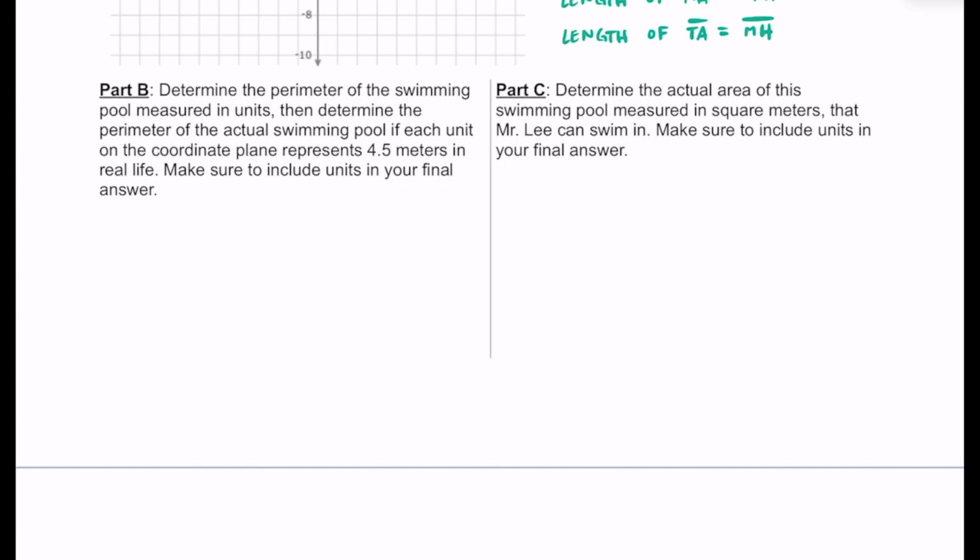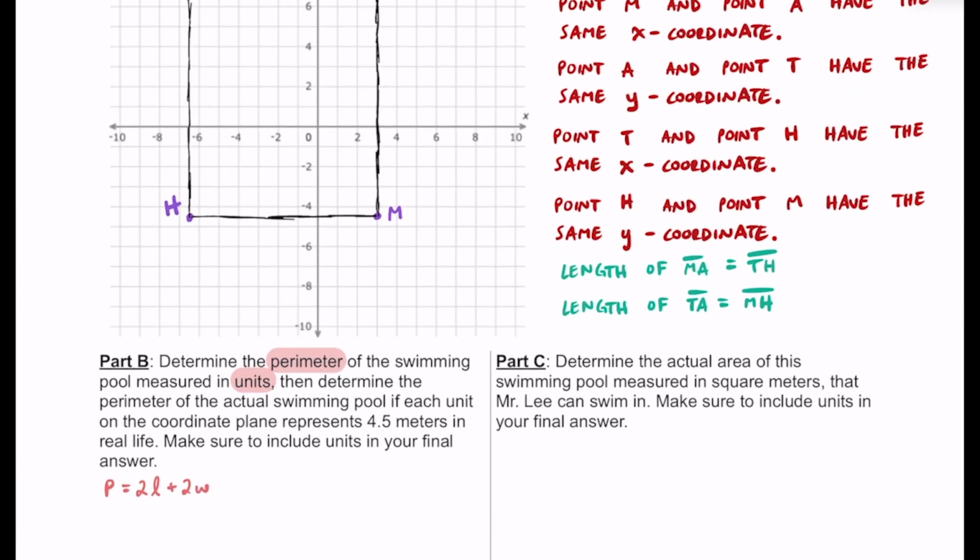For part B, let's see if we can find the perimeter of this swimming pool, and then we're going to find out what this is measured in units first, right? So what is the perimeter formula? Well, the perimeter formula is P equals, or perimeter equals, 2 times whatever the length is, plus 2 times whatever the width is, right? So let's go ahead and take a look.